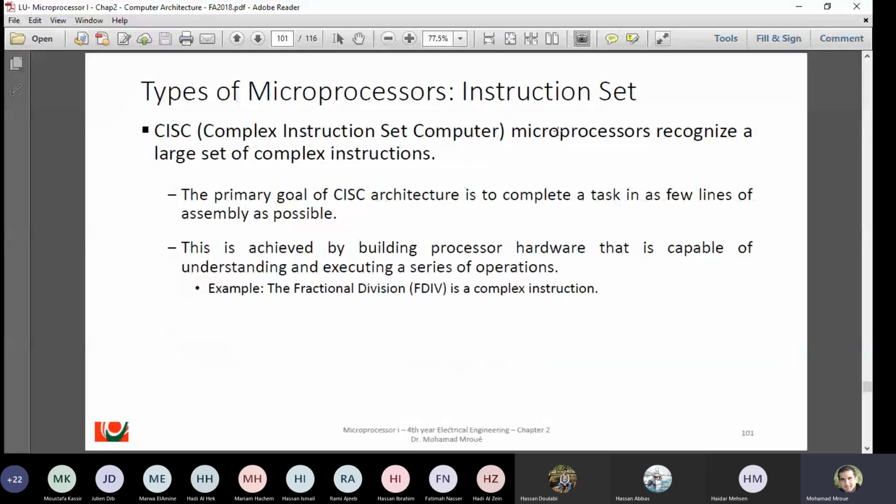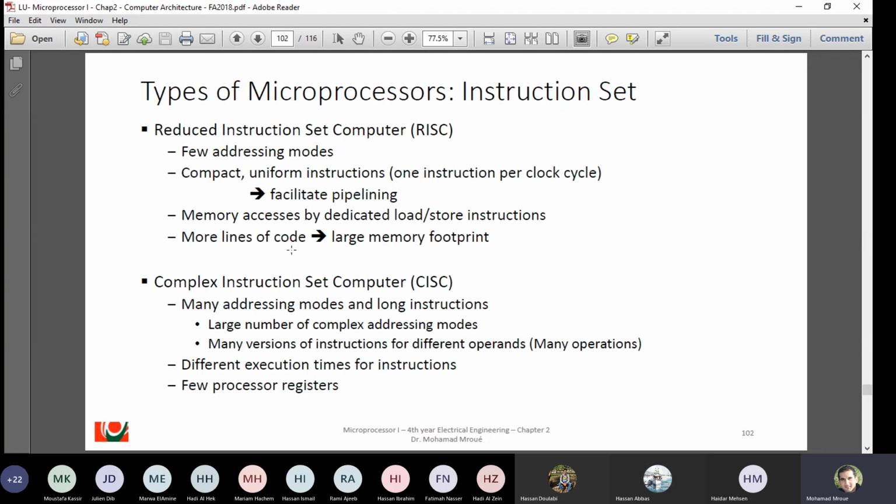So CISC microprocessors recognize a large set of complex instructions. The primary goal of CISC architecture is to complete the task in as few lines of assembly as possible. Okay, but few lines of assembly means I make it easier for the user. This is achieved by building processor hardware that is capable of understanding and executing a series of operations like the fractional division, which is a complex instruction. Okay, and this instruction is surely not available in RISC.